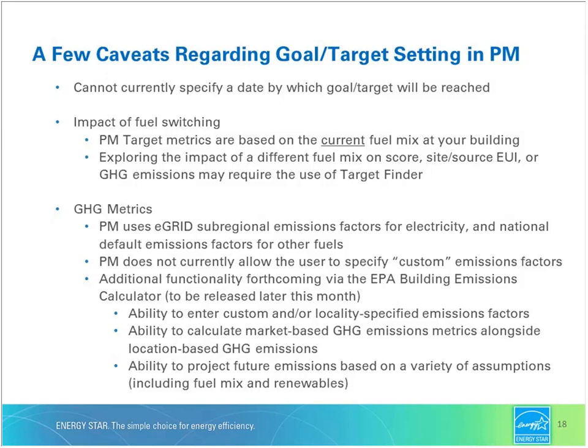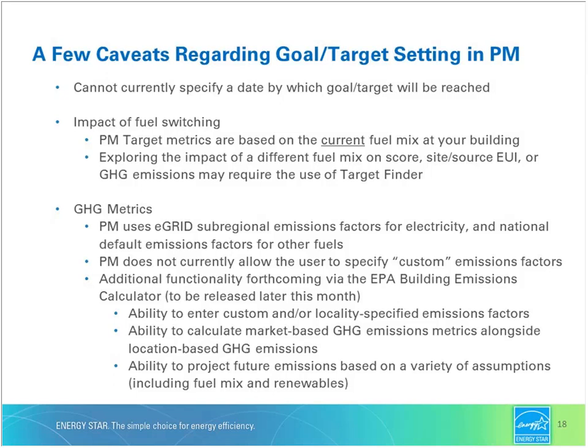So a few things that I wanted to note that you may have seen as we went through the goal setting functionality. First things first, it's not currently possible to specify a date by which you intend or are required to meet a goal or target. That's just currently not in Portfolio Manager. It's certainly something that EPA is aware of and may consider for future enhancements. But at this time, you cannot specify a target date along with a performance target.